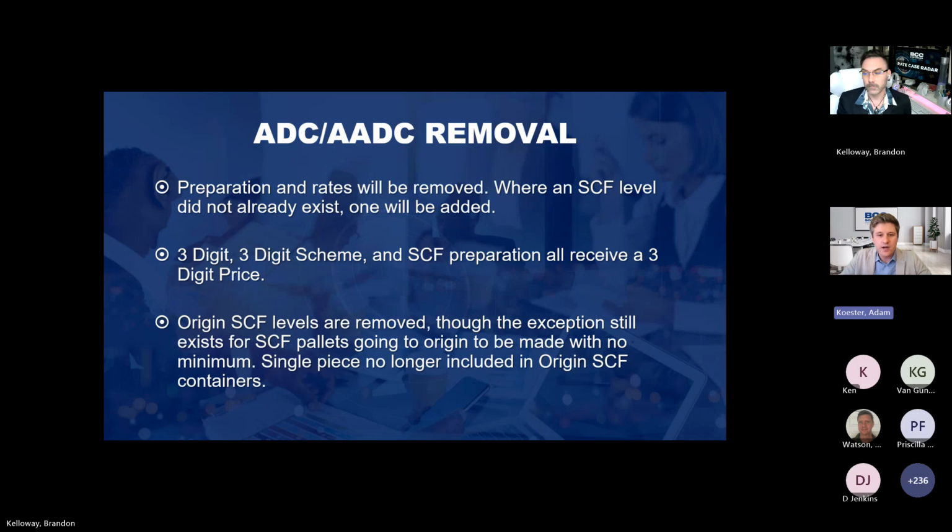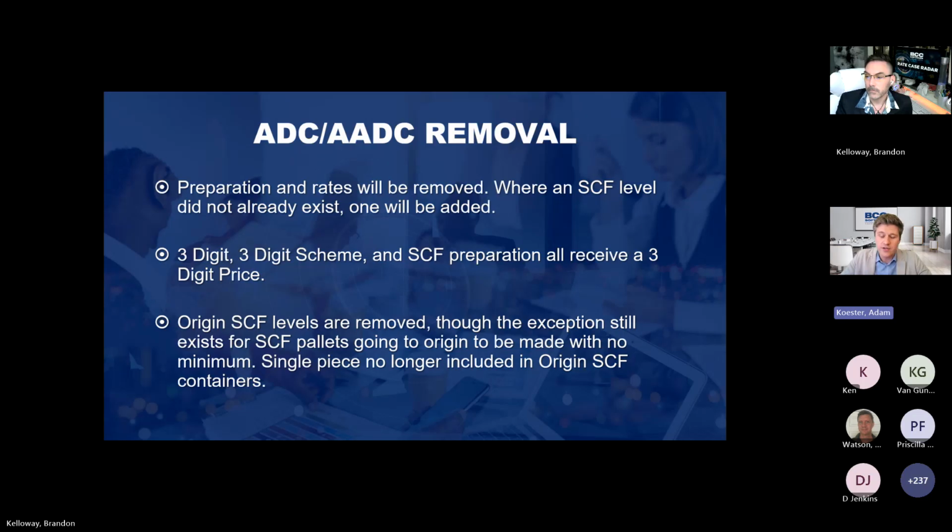There's a couple of fallout pieces that'll happen along with this that are wrapped into these changes. In addition to eliminating an ADC or AADC sortation or rate level in a given product, anywhere that an SCF level didn't exist already, it will be added into the sortation. So if you've never sorted to an SCF before in first class, for example, that level will now be there. Really what that means, because those networks were already synced up pretty closely, is you're just going to be using a different labeling list. The post office will have a few different facilities potentially that go there, but by and large, you shouldn't see major sortation changes as a result of this.